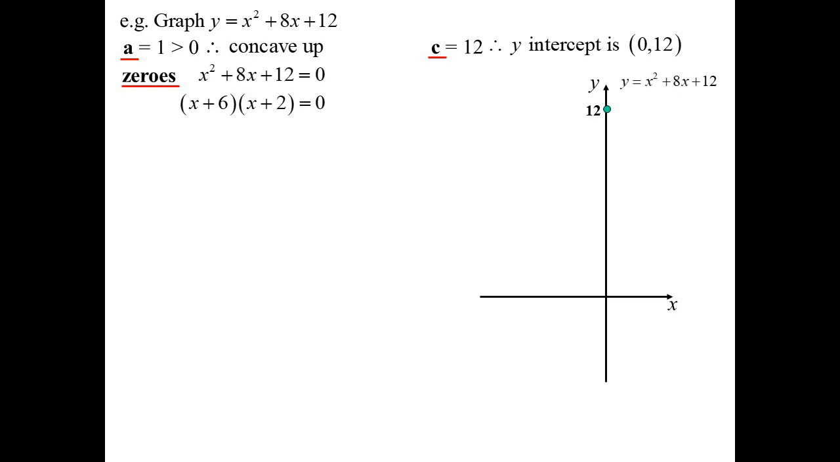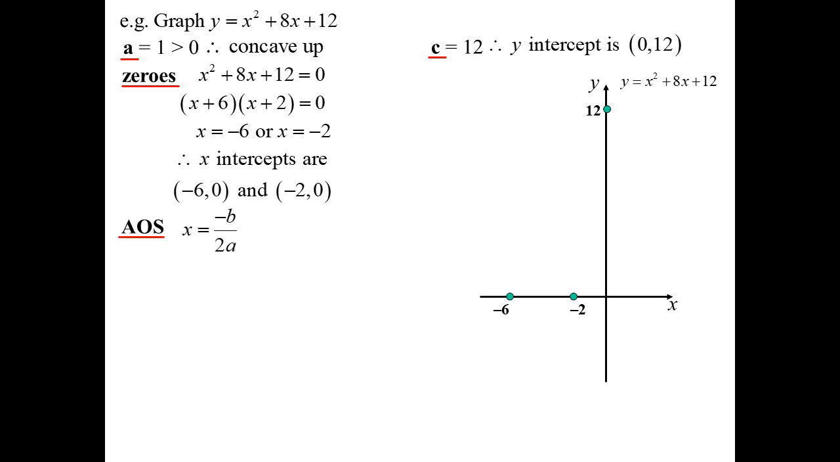Okay, let's do an example. Now again, I'm just going to write all this down to illustrate finding the features. A lot of this stuff, again, you would not necessarily write down. So x squared plus 8x plus 12, a is 1, is positive, so I know I've got a concave up parabola. C is 12, so I know the y-intercept is 12. Let's plot that in. Let's find those x-intercepts. We solve the equation. We get negative 6 and negative 2. Let's plot those.